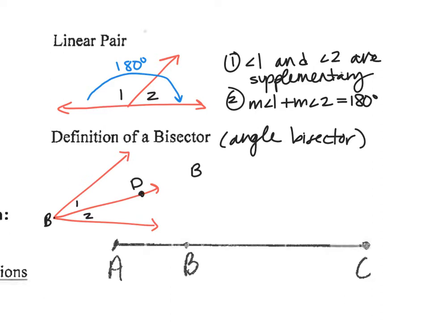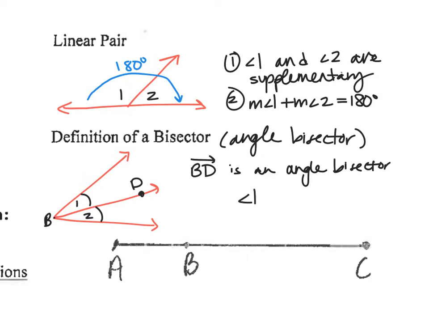So if I know that BD is an angle bisector, then I know that it is cutting. Bisect means cut in two. So I know it's cutting this angle in half, and that these two should be the same. So if you're told you have an angle bisector, we learned about this last unit, it's slicing it in half. So then you can say an equation like this.